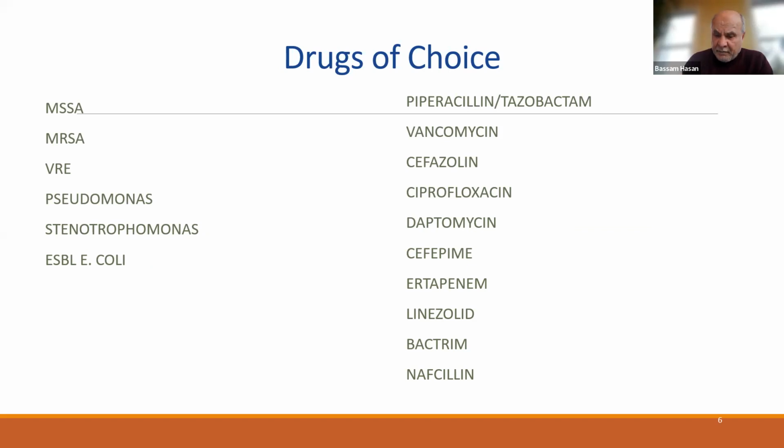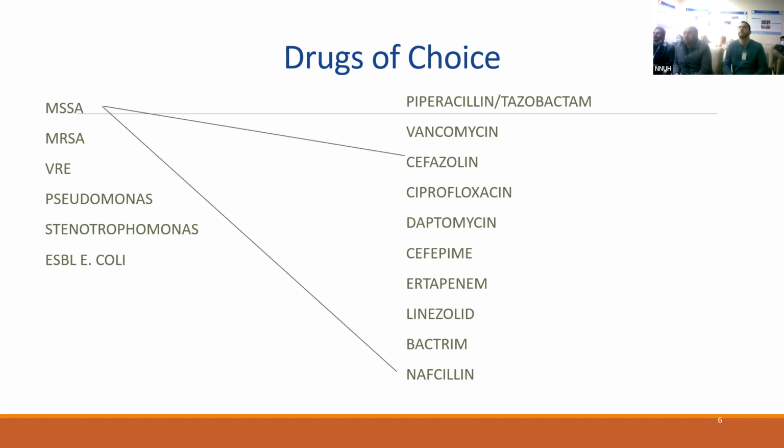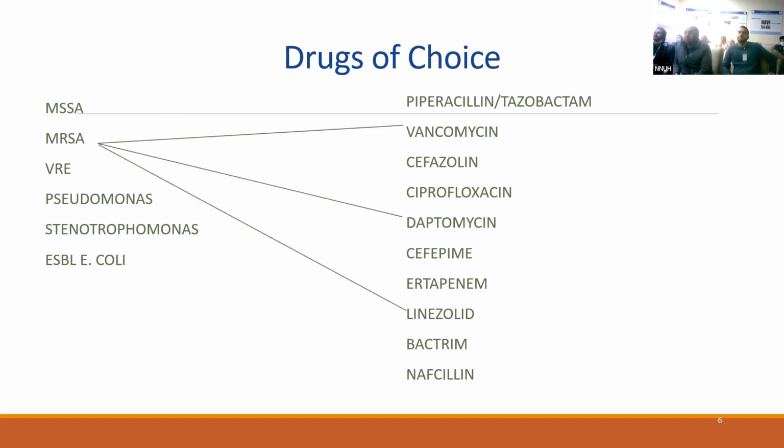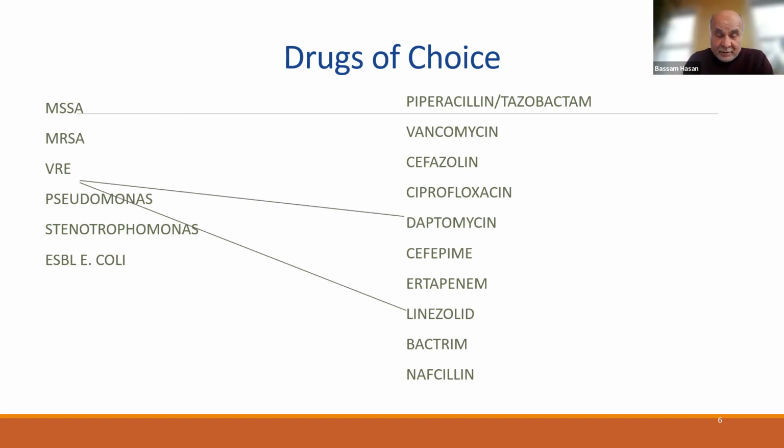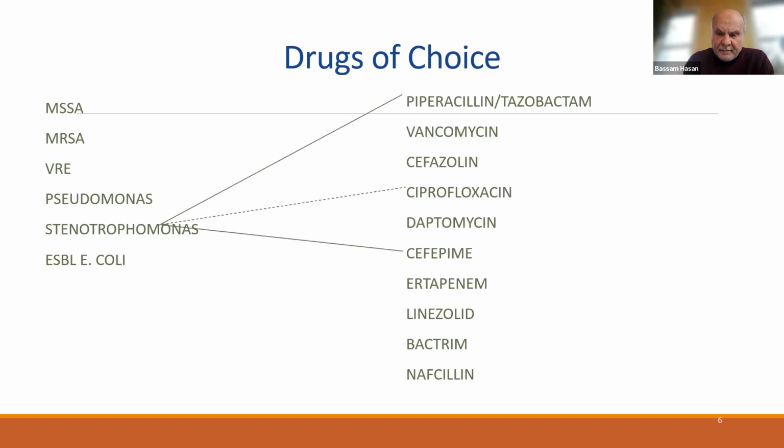Okay, methicillin-sensitive Staph aureus. Any choices from column 2? Methicillin. Last choice, methicillin. What else? Okay, all right. MRSA. Vancomycin. Excellent. Vancomycin-resistant enterococcus. Which one? Dapto and linezolid. Excellent.